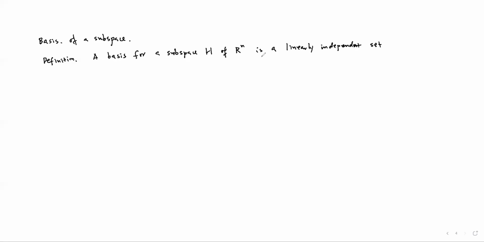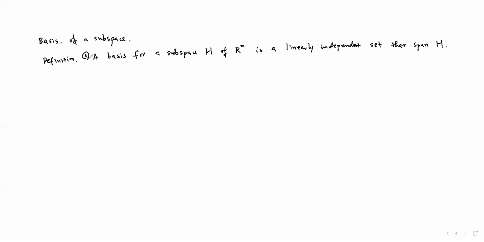It is a linearly independent set that spans H. The vectors in a basis span H, and none of them can be dropped. That is called a basis. In other words, a basis is a smallest spanning set of H.